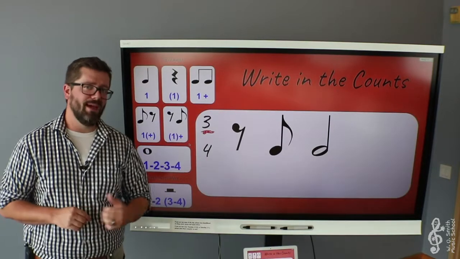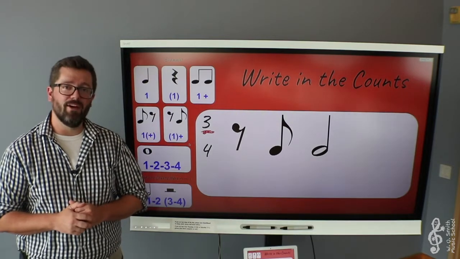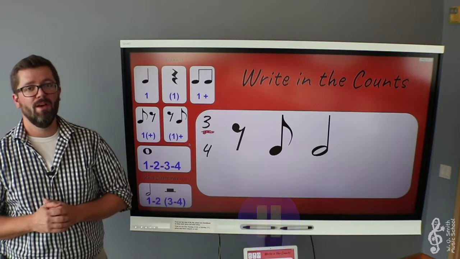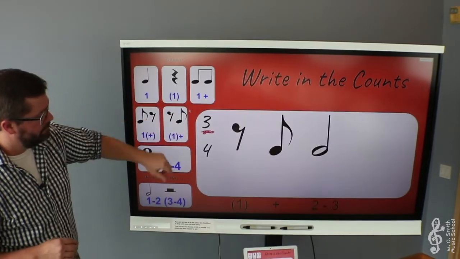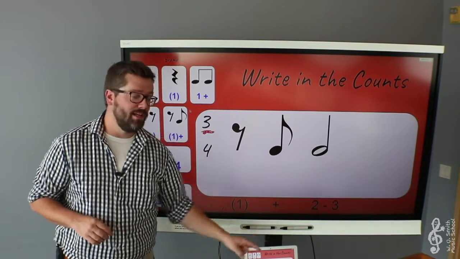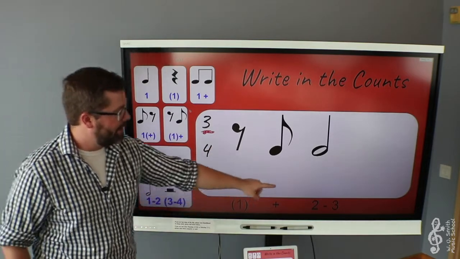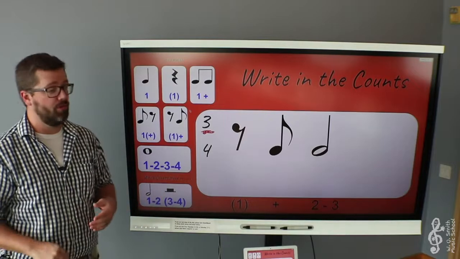Here's another one for you. Pay attention to the time signature. Go ahead and press pause now. Okay, let's take a look at the right answer. 1 and 2-3. So the 1 is in parentheses because it's got that eighth rest. And down here, 2-3 because it's a half note. It's a sound that goes through the third beat.